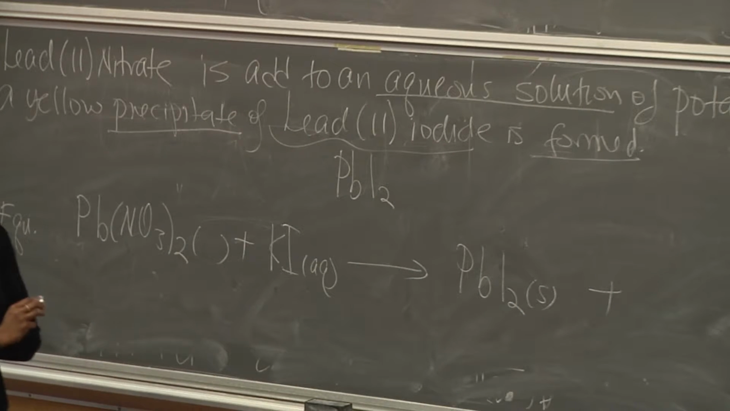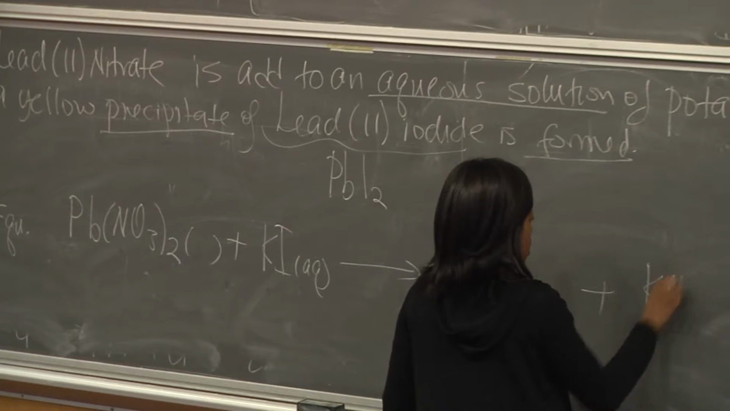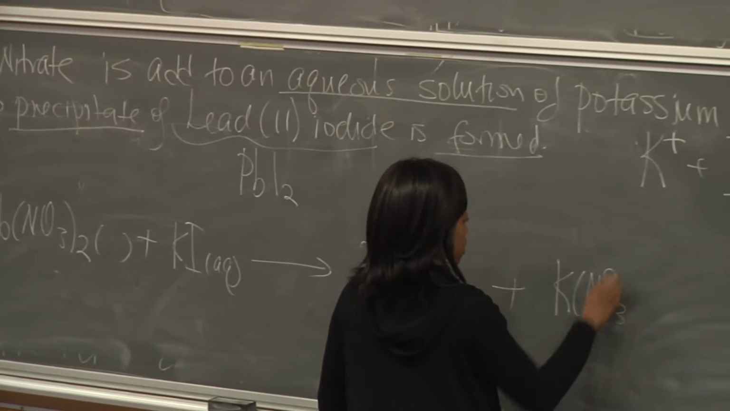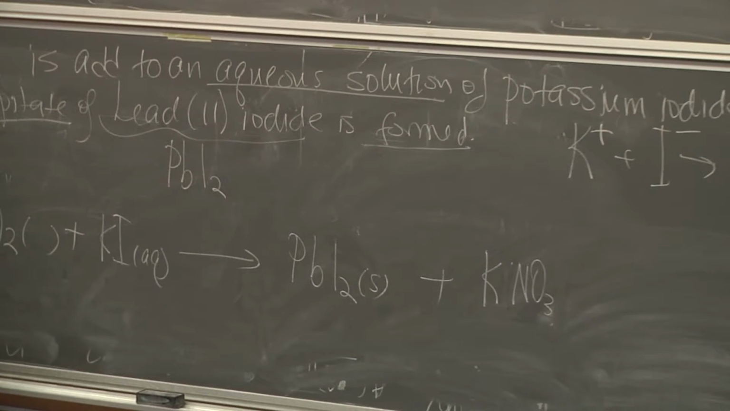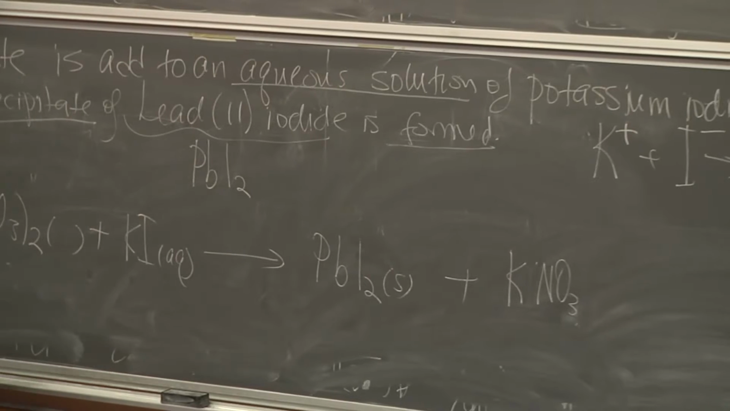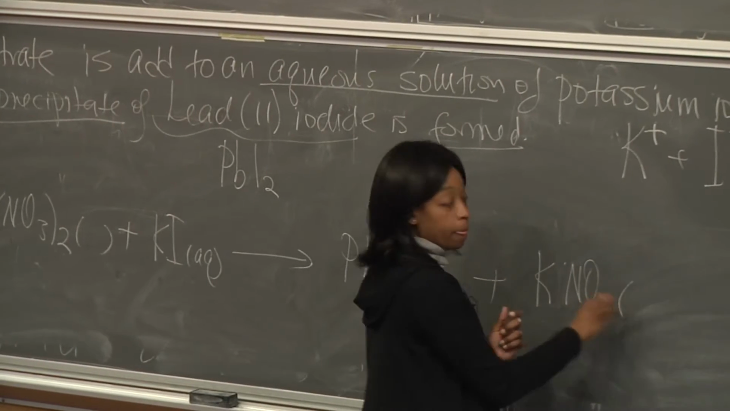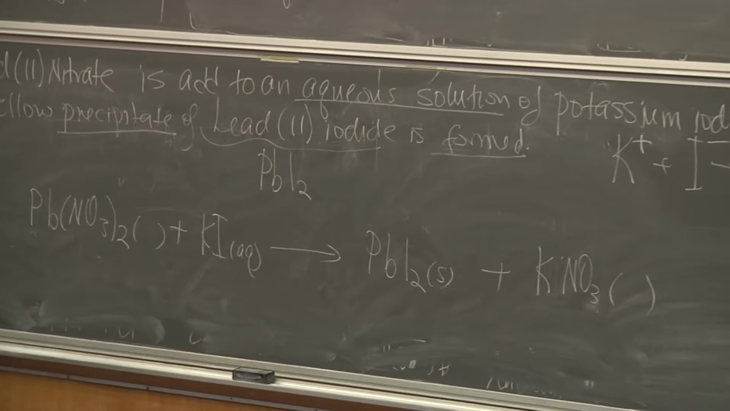Pardon? Potassium nitrate from here? Just leave it KNO3, like that? Yes? And what state of matter would that be? We still don't know because we haven't looked at our solubility table yet.